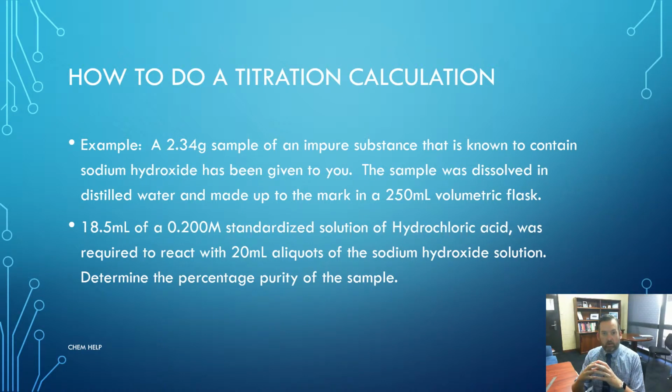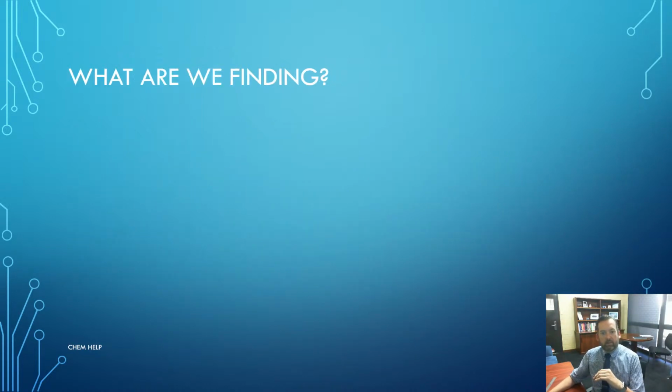Now remember, an aliquot is a sample taken with a pipette from the 250 ml volumetric flask. So the volumetric flask, we know the volume precisely, and the 20 ml aliquot, we know the volume precisely. From the burette, we know the volume and the concentration that came out. And because we know the volume and the concentration precisely, we can calculate the number of moles. From that, we need to go through the calculation steps and determine the percentage purity of our sample.